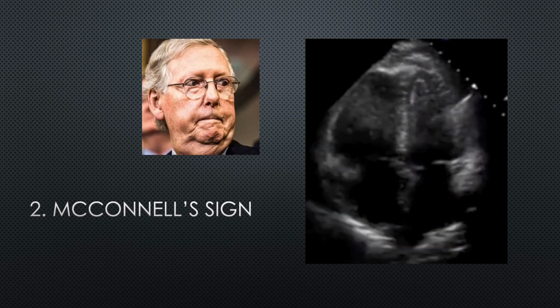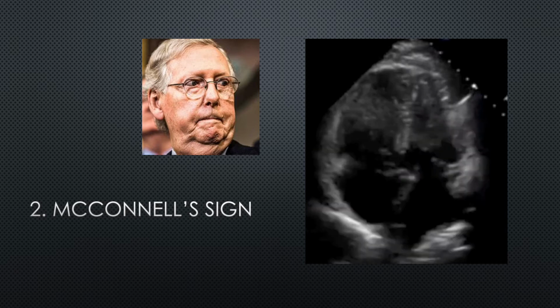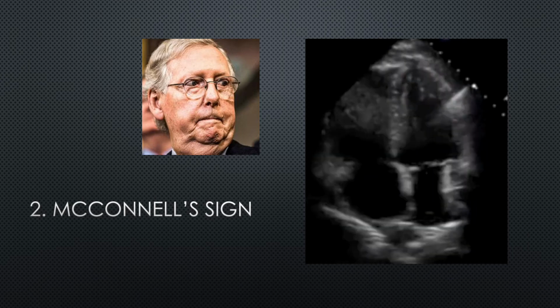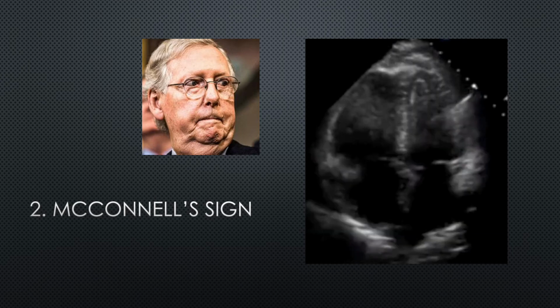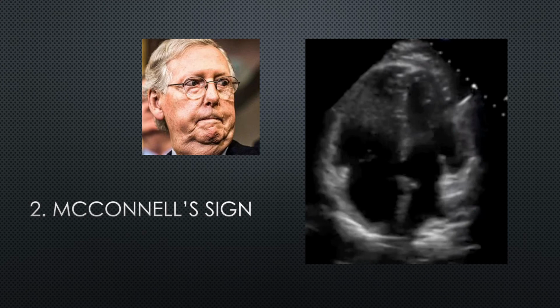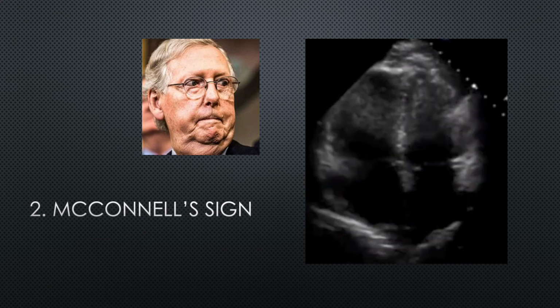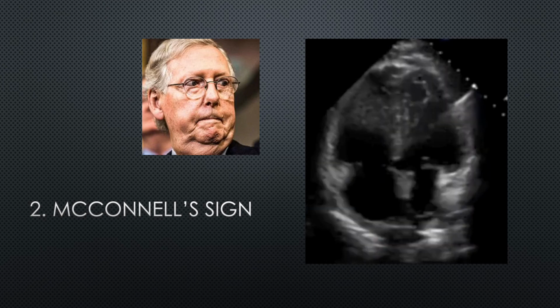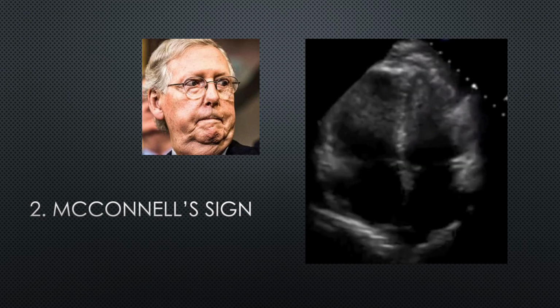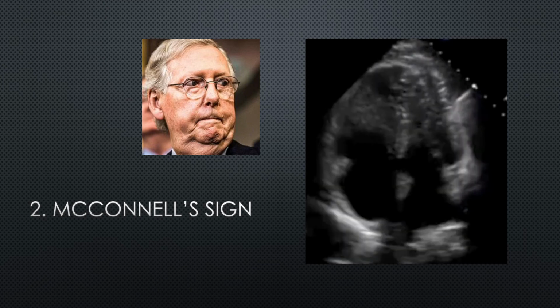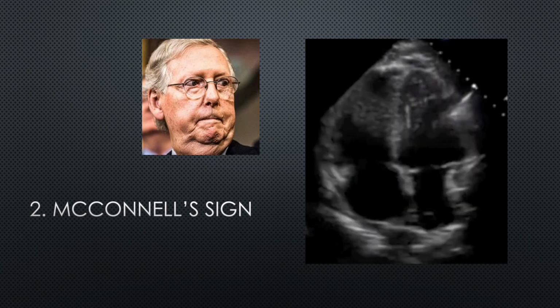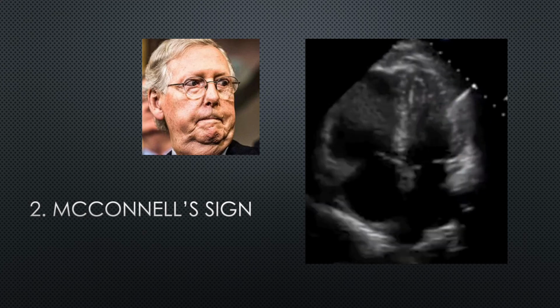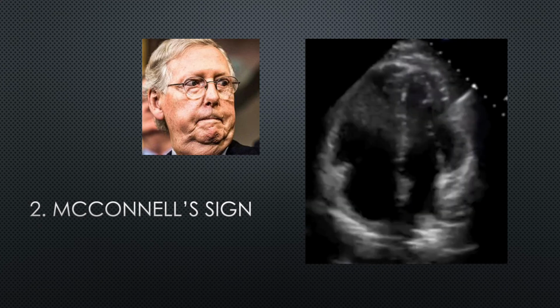So this is supposedly relatively specific for PE. It was described by McConnell in the 1990s as having a high specificity for PE. Subsequent studies have shown that actually it can occur in other conditions, such as an RV infarct or even chronic pulmonary hypertension. But certainly I think if you have a high pretest probability of PE and you see this, then it's very likely the patient has an acute PE.